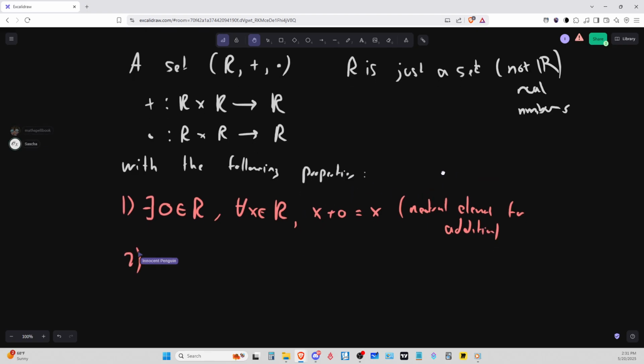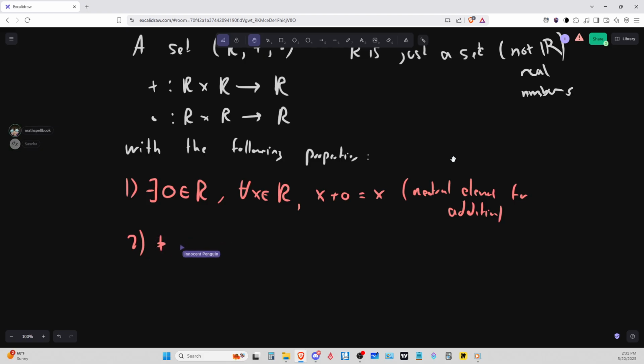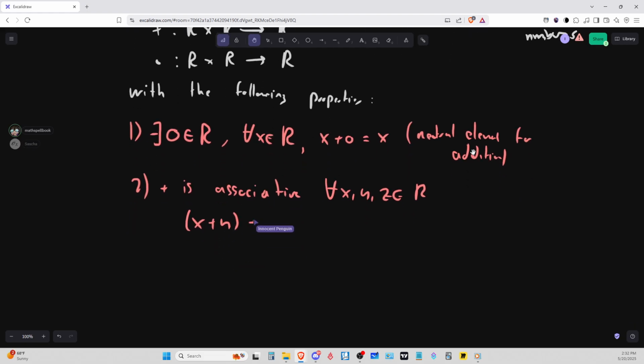So the second property we want is for addition to be associative. What this means is if I have x, y, and z inside of R, I don't want to care about the order of the parentheses. This we're all familiar with from basic algebra. There exist structures where you have to care about the order of parentheses, and it's a real pain to work with those.